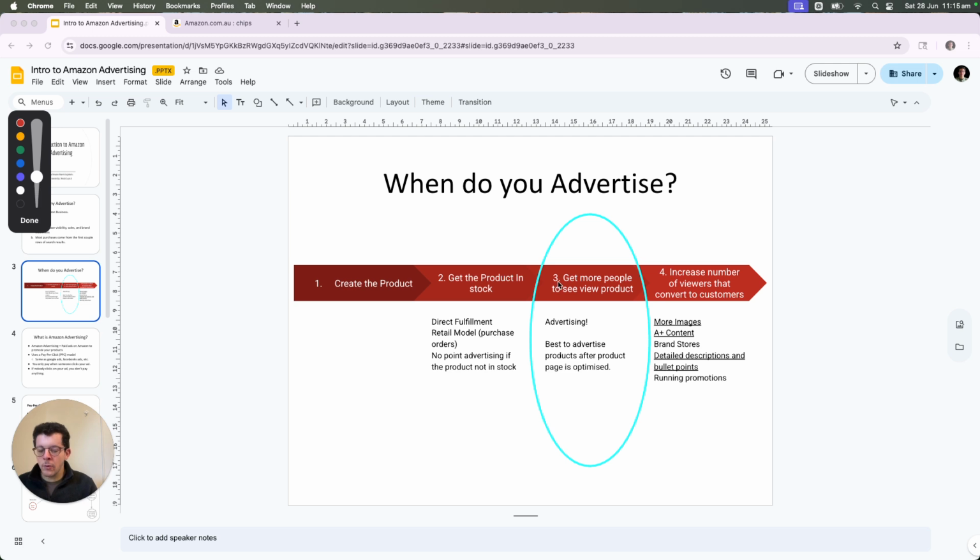And this is, how do we get more customers to click on the product, to view it? And this is the answer: advertising. It is best to advertise after the product page is optimized, so you've got the maximum images and A+ content. It is generally best to advertise once you've done that, because then it is more likely that a customer will buy the product after they've clicked on the advertisement.